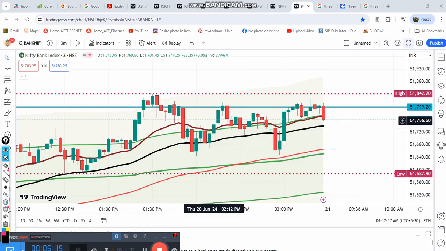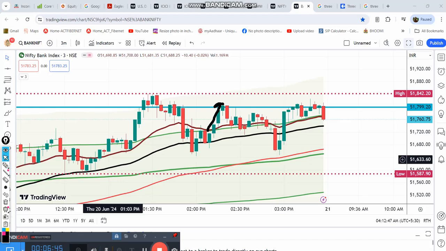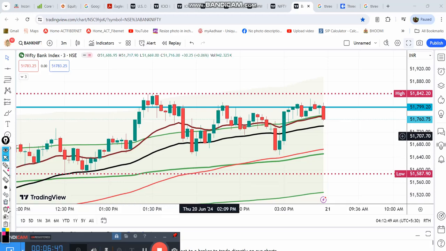But this doesn't qualify as 3 white soldiers because the body of the first candle is not inside the body of the second candle. It doesn't begin inside the body of the second candle, but this is nearly a 3 white soldier pattern. It is not 3 white soldiers, but it is a continuous pattern here, continuous 3 candles after this point. So this is important, actually.